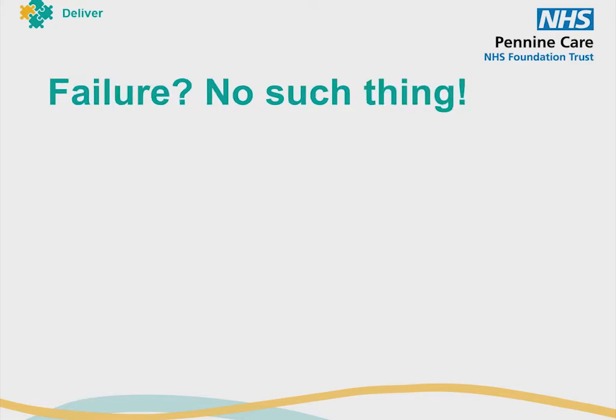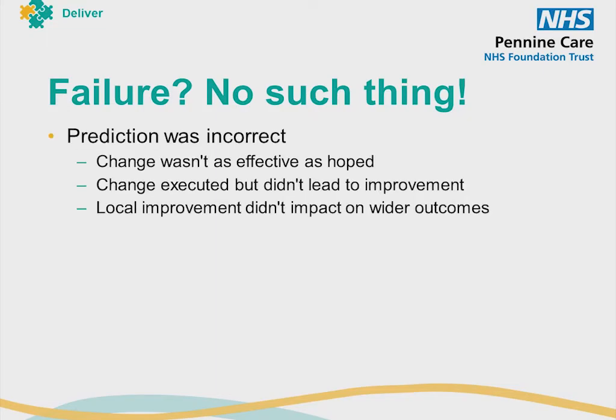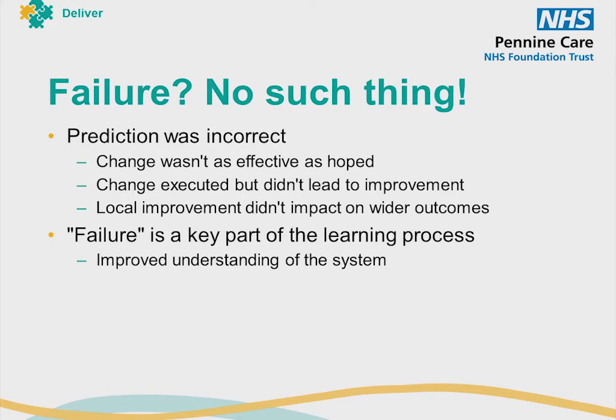It's important to remember that there is no such thing as failure in improvement. If your prediction was not correct, it may be because the change wasn't as effective as we'd hoped. The change happened, but it just didn't lead to any improvement. Or maybe there was some local improvement, but that didn't impact on our aim. So-called failure is key to our learning process and helps us understand our system better.